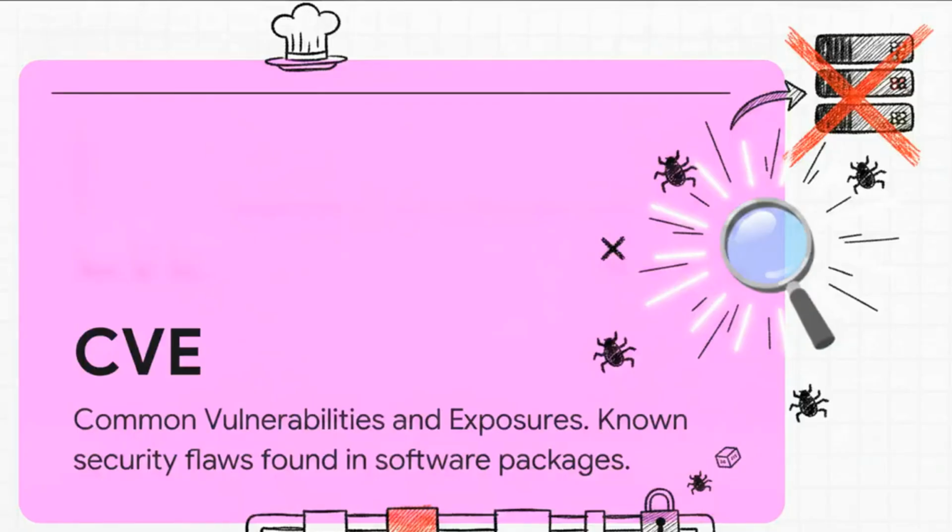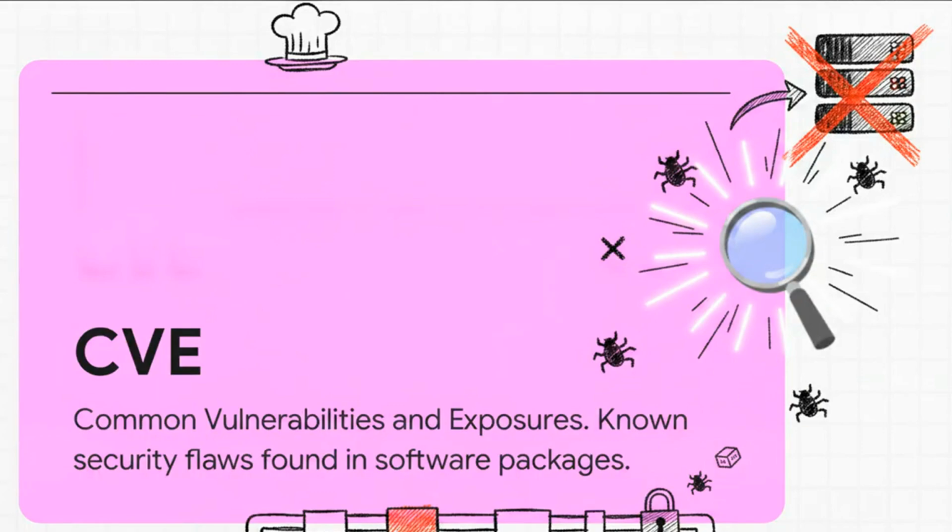All right, before our perfectly prepped meal leaves the kitchen, the health inspector needs to take a look. In the software world, our health inspector checks for CVEs, common vulnerabilities and exposures. Basically, these are publicly known security flaws just lurking inside the base image packages you rely on. You see, every base image contains packages. Every package has a version, and versions frequently have known vulnerabilities.